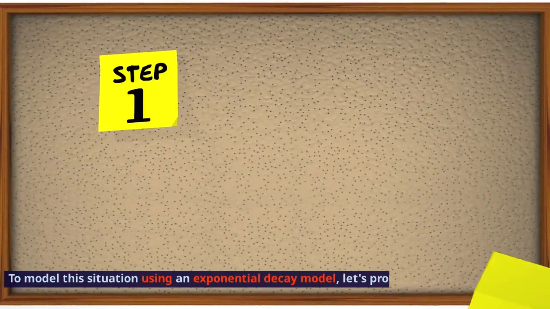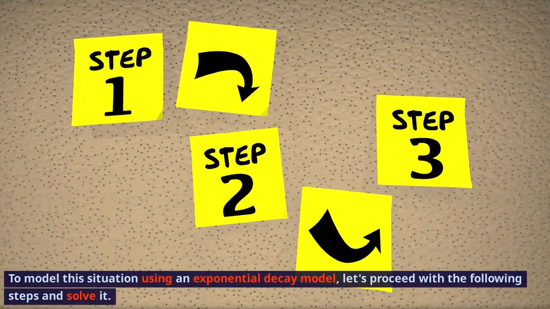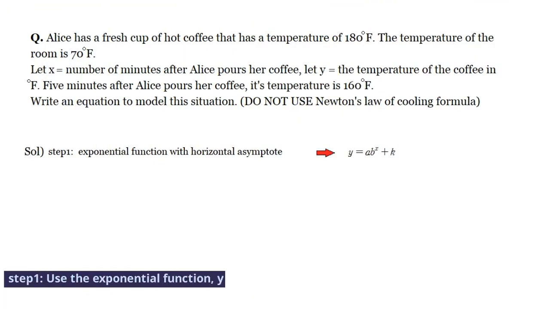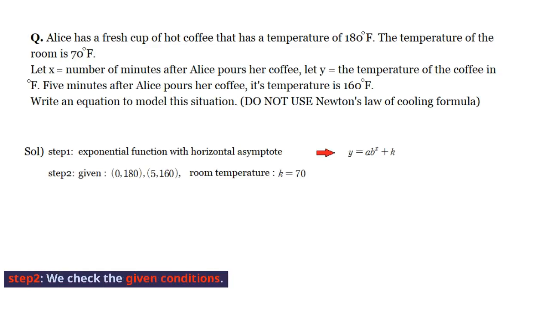To model this situation using an exponential decay model, let's proceed with the following steps and solve it. Step 1. Use the exponential function y equals a times b to the power of x plus k. Step 2, we check the given conditions.